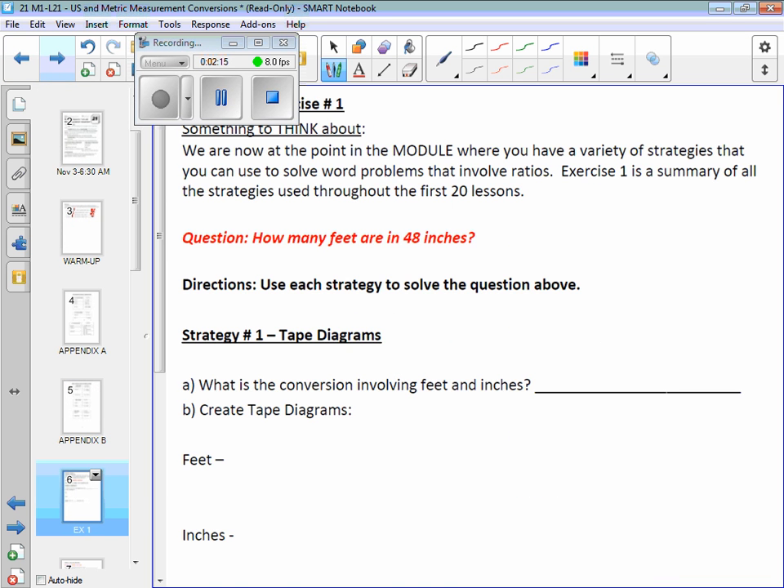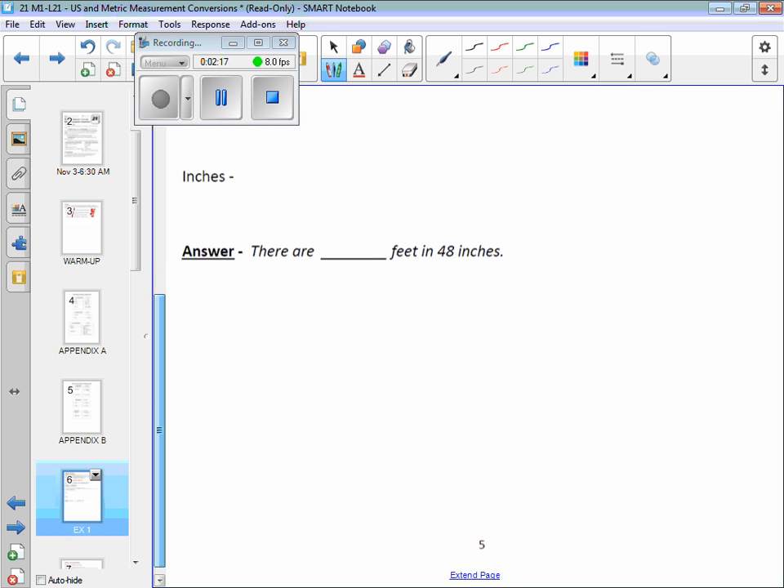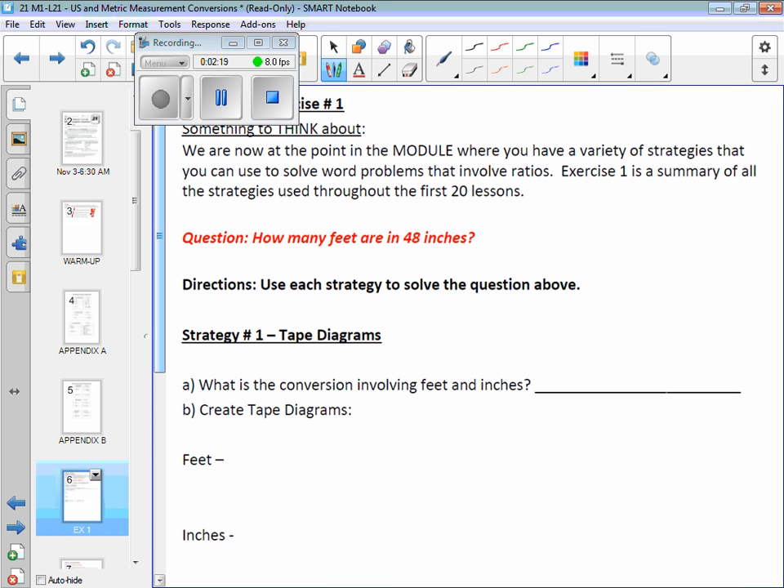The next page that we're going to go to is your page number 5. All right, let's take this first question. I know you could probably do this in your head, but the point is I want to show you using all of the strategies that we've used in Common Core. We want to know how many feet are in 48 inches.